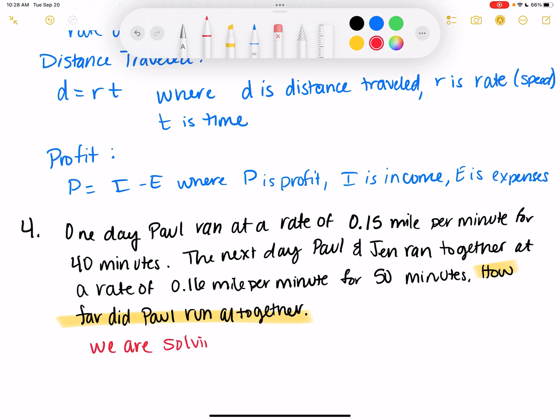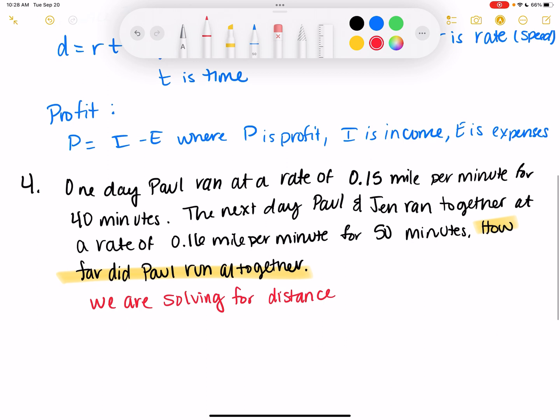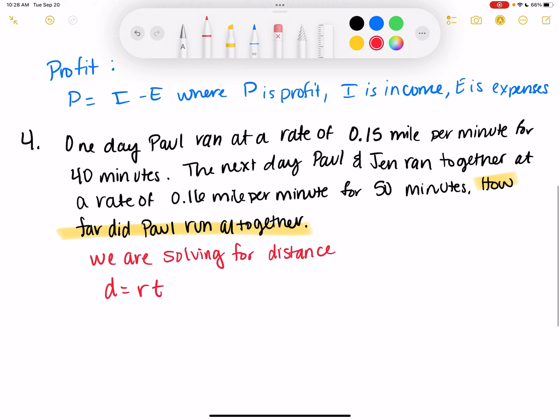We're solving for distance. And just because there's not a whole lot of these problems, we actually will go ahead and solve this one. So we're going to use the D equals RT formula. We're going to have to do that for day 1, and we're going to have to do that for day 2. So what I would do is I would do distance, and then I would put a little number 1 at the bottom right corner of the letter to tell you that you're doing day 1.